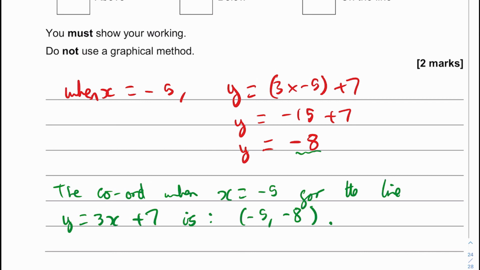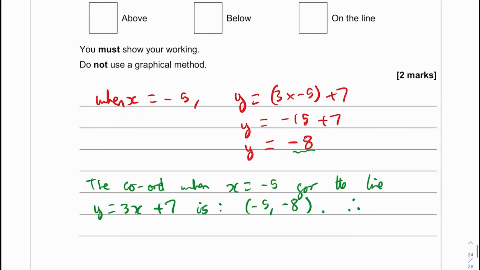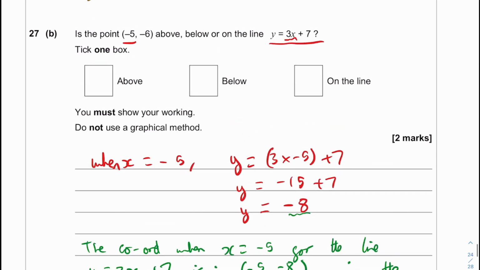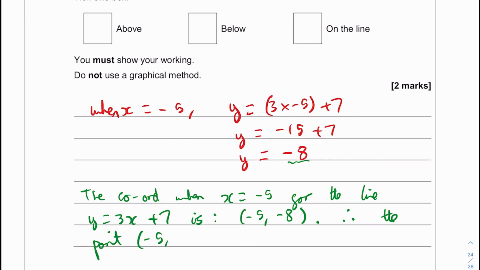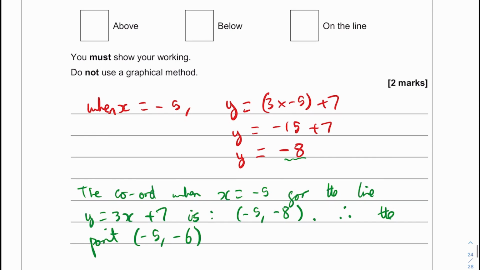So we can then say therefore the point which was in the question initially, minus 5 minus 6. If we consider the actual point, which is minus 5, negative 8, negative 6 is less negative, so it's going to be higher up, so therefore it's going to be above the line.